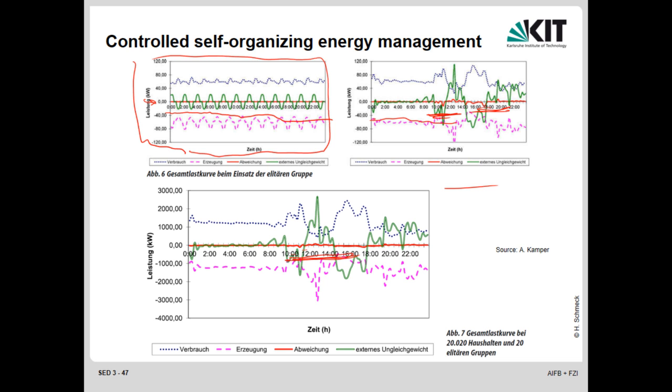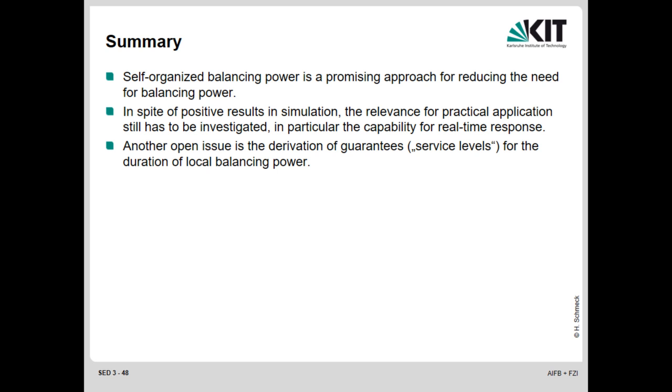And so far we have no business models for economic incentives for actually offering such a capability. So in some way there must be a compensation scheme for compensating for this offering of flexibility. Okay, that is already the end of this chapter on self-organized balancing power.